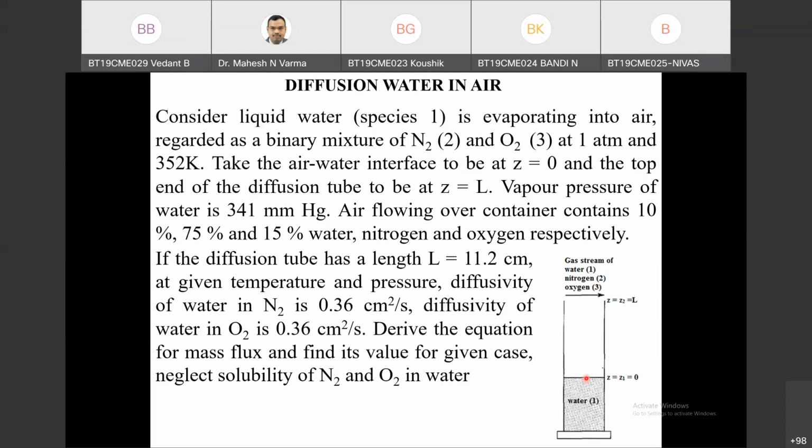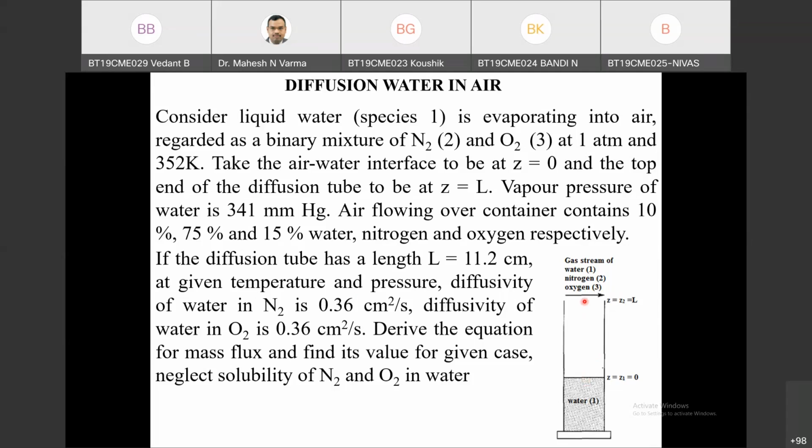What will be XB1 then? 1 minus XA1, sir. Yeah. XB1 will be 1 minus XA1. That will be the mole fraction of air, not nitrogen or oxygen separately. It will be a mixture of nitrogen and oxygen. So XB1 will be 1 minus XA1, and XA1 will be P saturated divided by P.